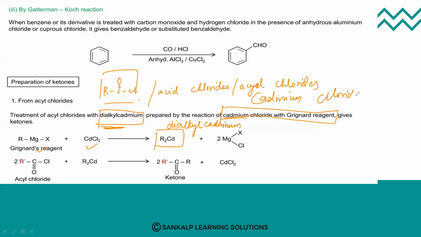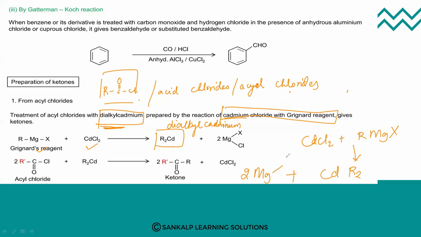Okay, so after reacting the cadmium chloride with Grignard reagent. So what is our cadmium chloride? Let me write this only. What we have to obtain is dialkyl cadmium. How? Cadmium chloride plus Grignard reagent, RMgX. When it reacts, you get CdR2 plus 2MgXCl. So this is our product, our dialkyl cadmium.